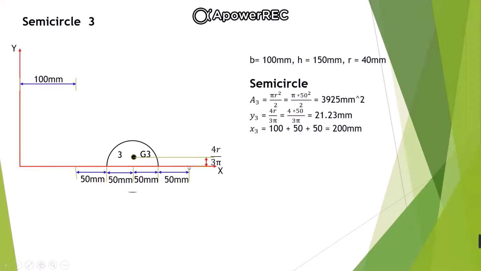What is y3? y3 is the distance from the x-axis. So that will be 4r by 3 pi, which is equal to 4 into 50 by 3 pi, which is equal to 21.23 mm. Now what is x3? x3 is the distance of G3 from the y-axis. So that will be equal to 100 plus 50 plus 50, which is equal to 200 mm.